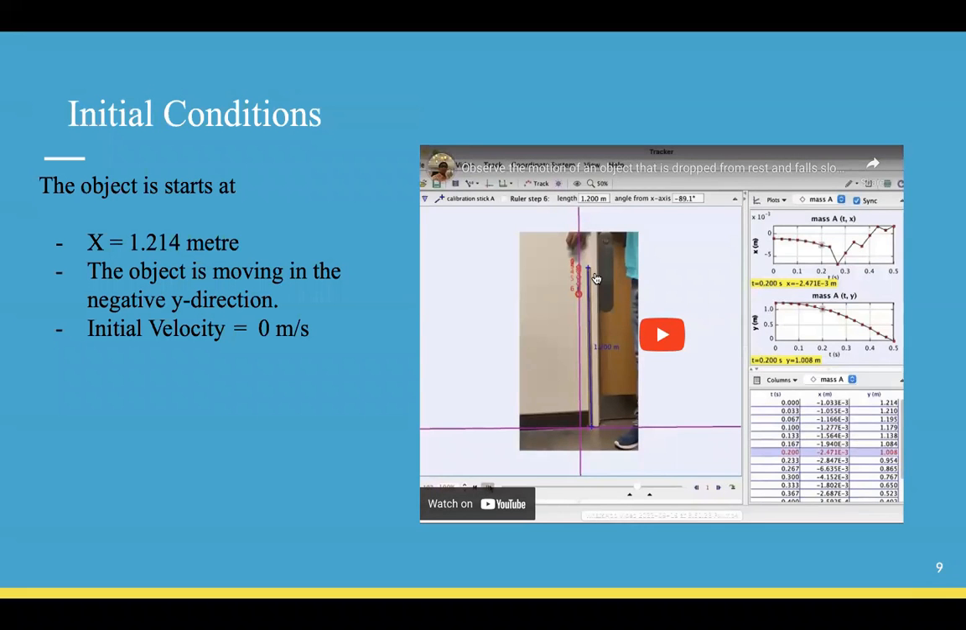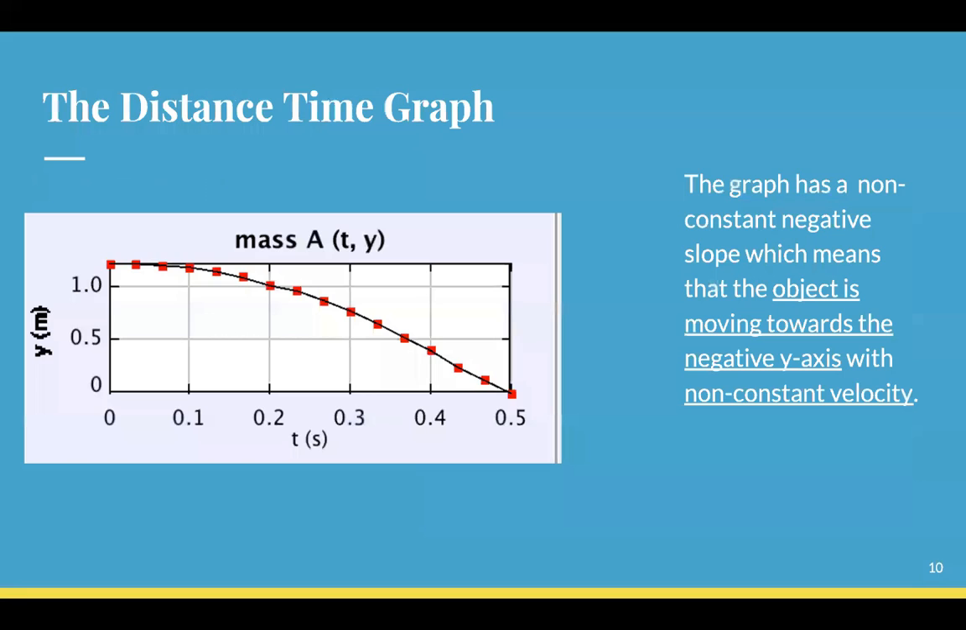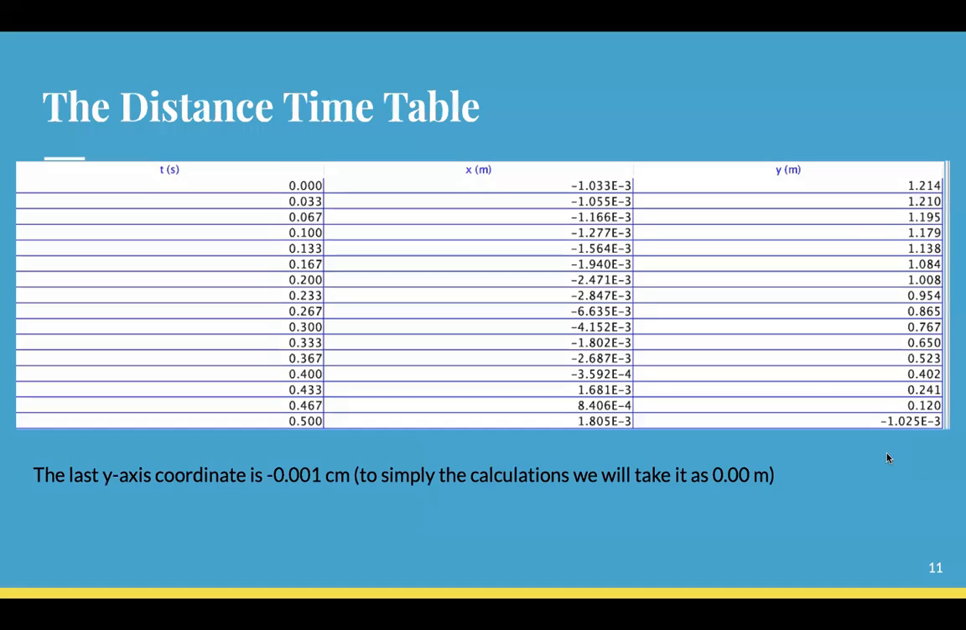These are the initial conditions. You can see this is 1.2 meters, and the object's starting position is 1.214 meters. The initial velocity, obviously, is zero. Because the object is falling down and it's on a negative y-axis, the object moves towards the negative y-axis with a non-constant negative velocity. So it will have a negative velocity due to the effect of gravity.